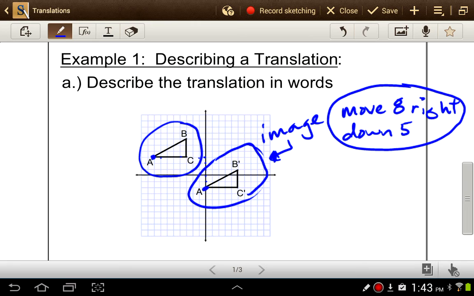If I check B, it's going to be the same. 1, 2, 3, 4, 5, 6, 7, 8, and 1, 2, 3, 4, 5. Every point would give you that answer because they all are moving the same.